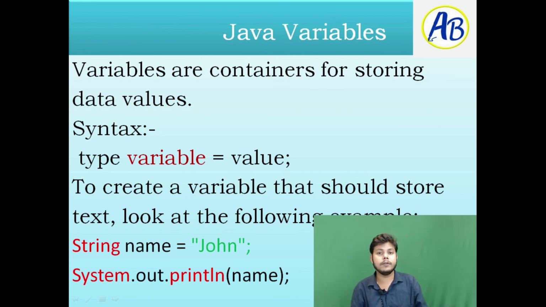System.out.println(name) refers to the tank called name. What is inside the tank is John. So the output we get is John. That's it for the first lecture.